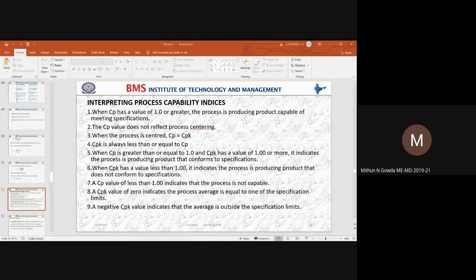Difference between upper limit and lower limit. Okay. Anybody can give a much more well-defined definition of tolerance? Permissible limit. Permissible limit. Okay.